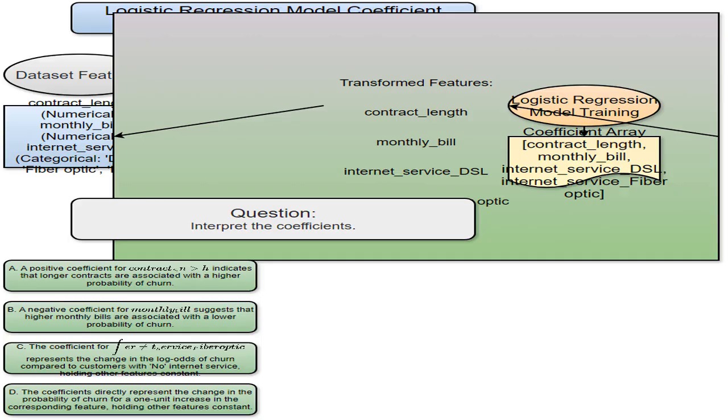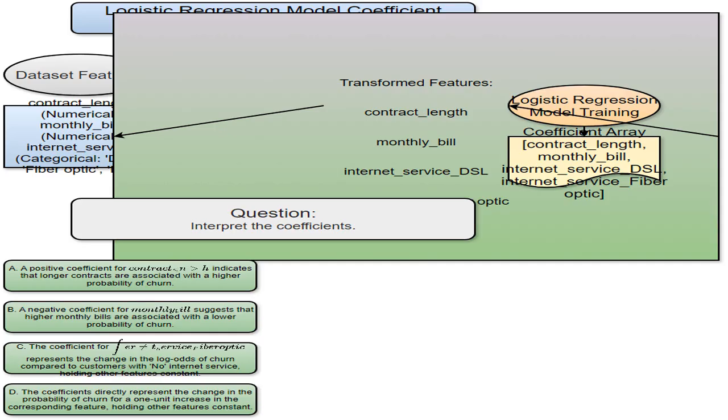I'm asking you to interpret the meaning of the numbers that come out of a logistic regression model. These numbers tell us how much each feature influences the model's prediction of whether a customer will churn. Think of it like this. Each coefficient represents how much the log odds of churn changes when you increase the corresponding feature by 1 unit, keeping all other things constant. It's a bit like a mathematical dial for each feature, showing its impact on the churn prediction.